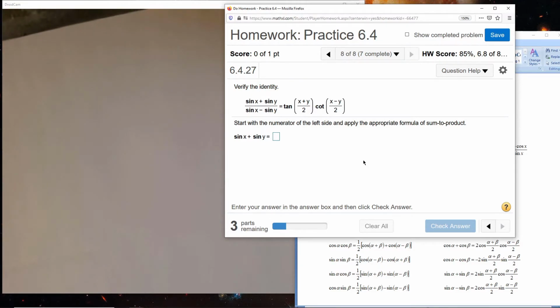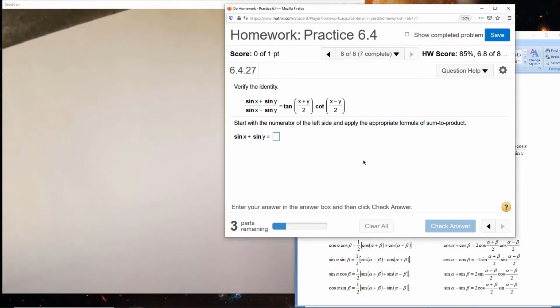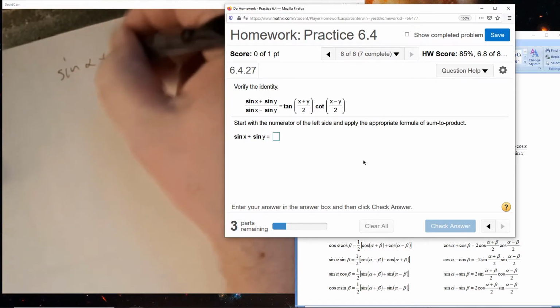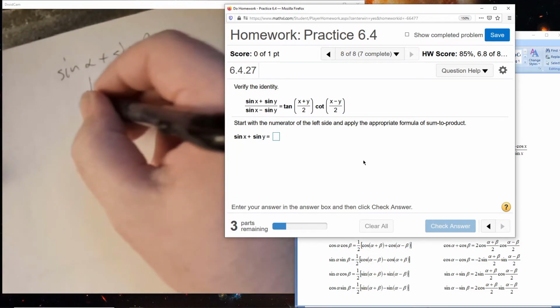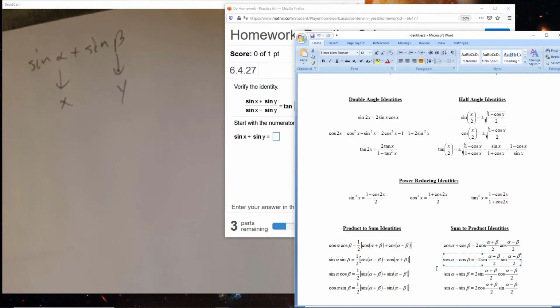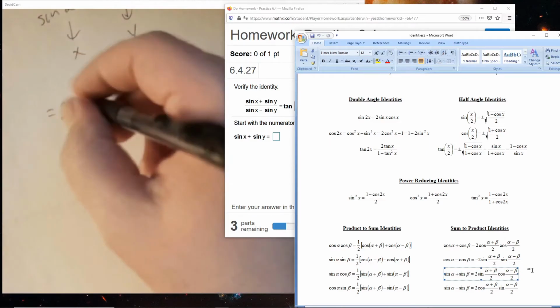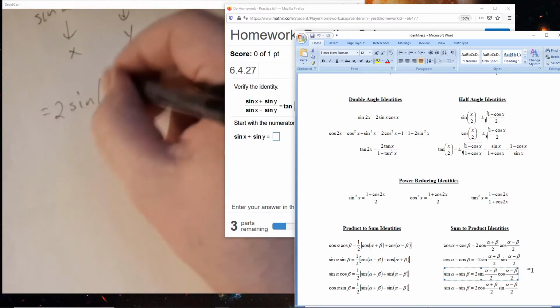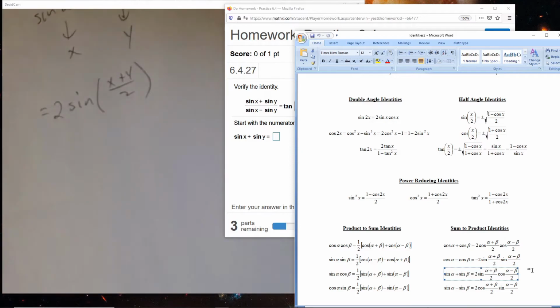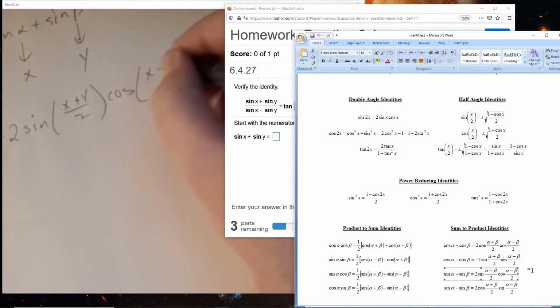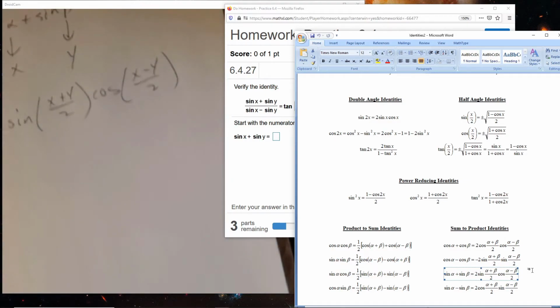So it's telling us to start with the numerator. So it's guiding us in how they want us to solve the puzzle. So we have sine of alpha plus sine of beta. Alpha is x, beta is y. We'll look at our sheet for sine plus sine. Third one. So alpha plus beta divided by 2. Cosine alpha minus beta divided by 2.